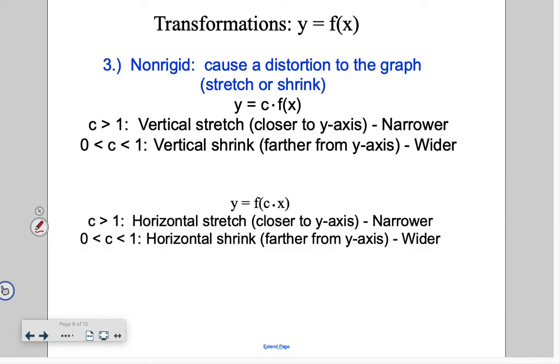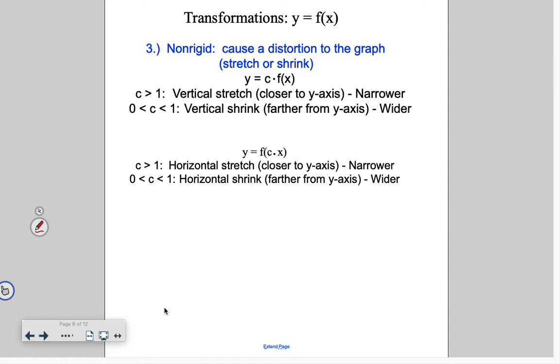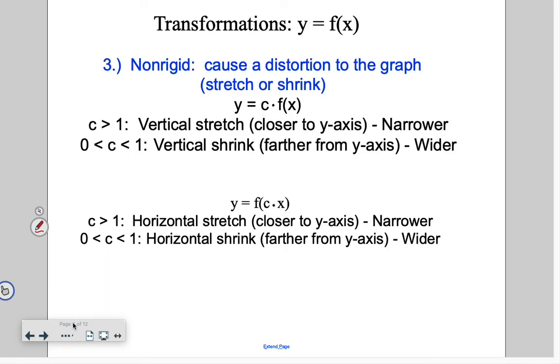Here's the other part. Here's the horizontal portion. Oops, same idea. Let me go back for a second. Hang on. There we go. Same exact idea, except now notice where the constant is. C is inside, grouped with the X. That's why it's horizontal versus vertical.